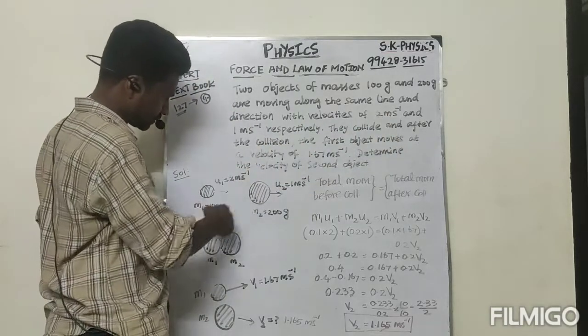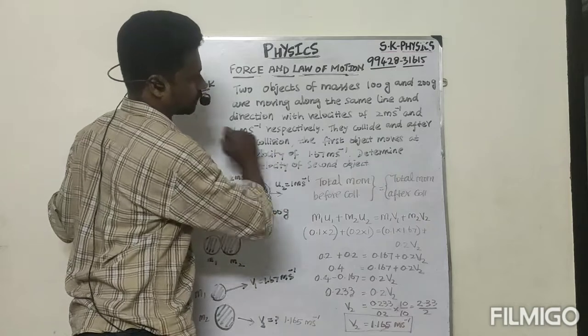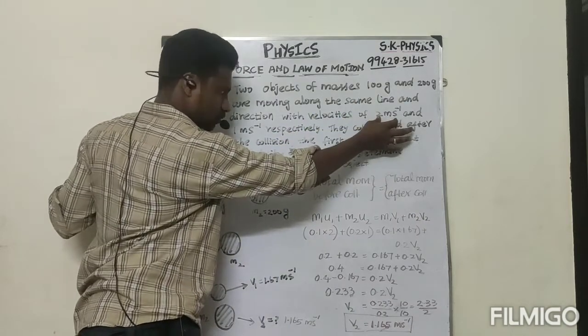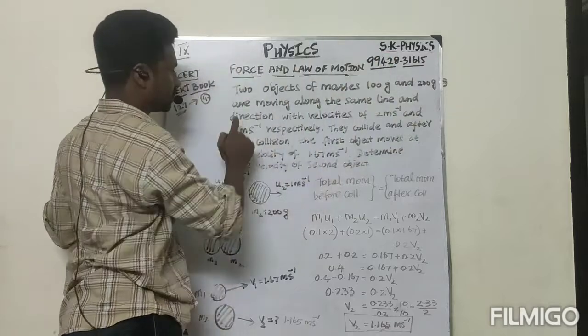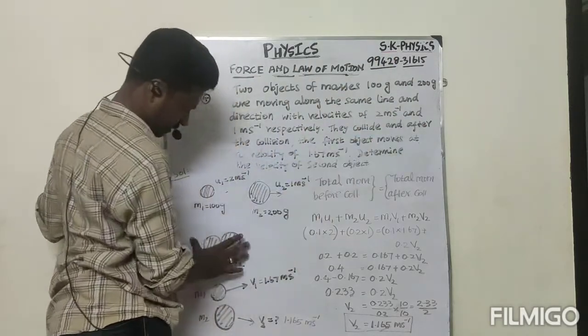That means this represents 2 meter per second, and this represents 1 meter per second, respectively. So 100 grams is at 2 meter per second, and 200 grams is at 1 meter per second. After that they collide.